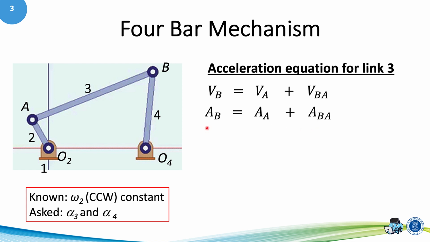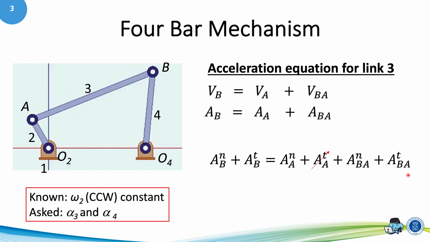Since each acceleration has a normal and tangential component, we can write the acceleration equation in the complete way: AB normal plus AB tangential equal to AA normal plus AA tangential plus ABA normal plus ABA tangential. It is known that omega 2 is constant, so we can remove AA tangential. Let's see the direction and the magnitude of each component of the acceleration equation.